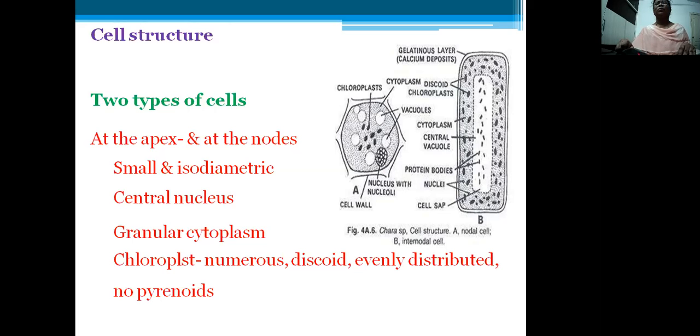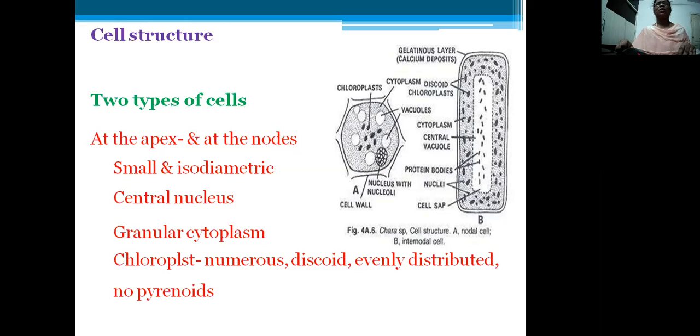The cell wall is made up of cellulose. Inner to the cell wall, there is the plasma membrane. Inside at the center, there is a vacuole. The cytoplasm is pushed towards the periphery in the form of a layer, so it is present just below the plasma membrane. This cytoplasm contains granules. There is a nucleus which is located centrally. There are numerous discoid, evenly distributed chloroplasts with chlorophyll a, b, carotenoids, and xanthophyll pigments.